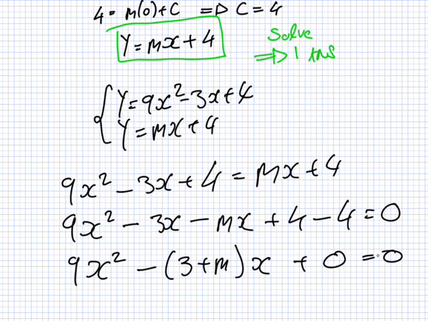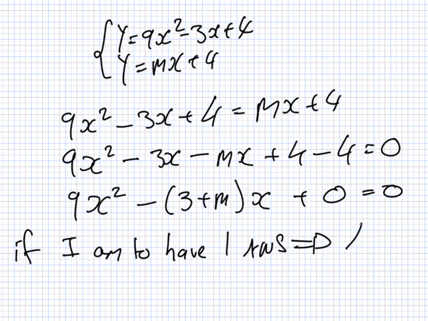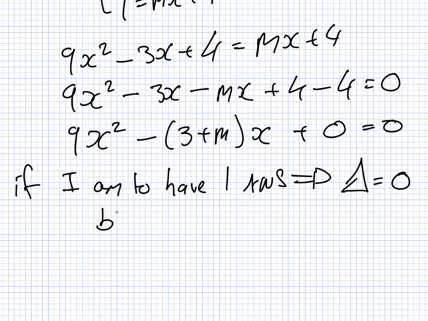How many answers should I have from this equation? 1. This is great. This actually will let me find the m, because if I am to have one answer, then that means the discriminant should equal 0. Do you remember? Positive is 2 answers, negative is no answers, and 0 is 1 answer. So that means b squared minus 4ac equals 0.